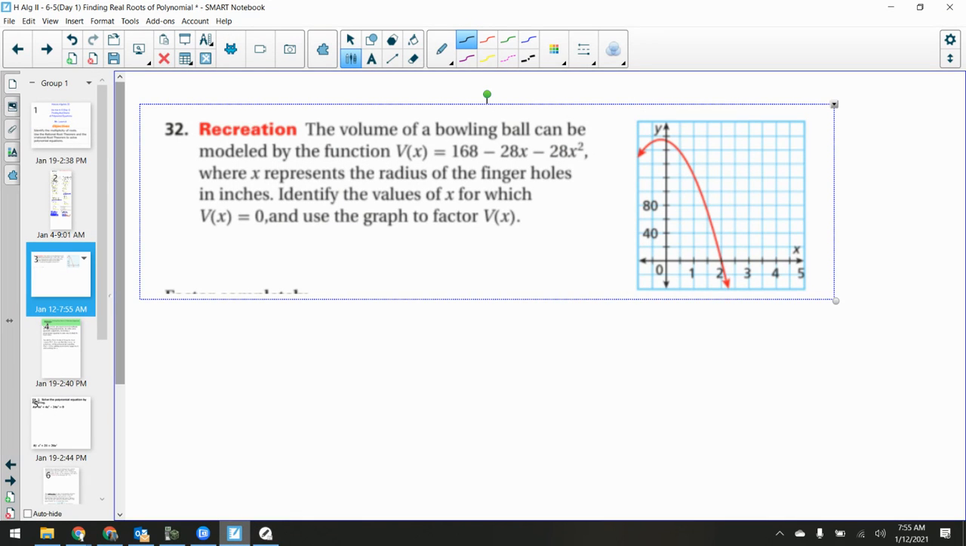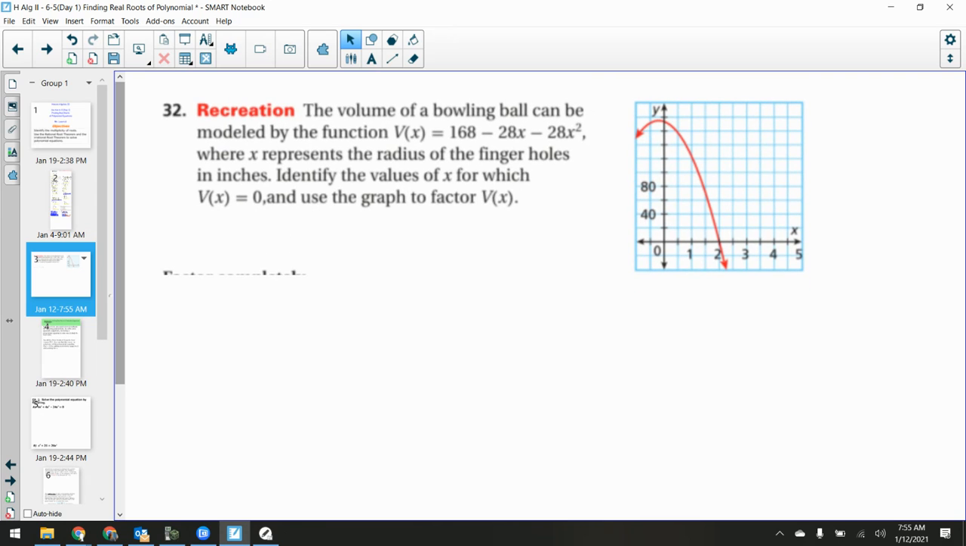All right, here's 32. Let's see where my markers were. There it is. The volume of a bowling ball can be modeled by the function v of x is equal to 168 minus 28x squared minus 28x, where x represents the radius of the finger holes. Identify the values of x for which v of x is equal to 0 and use the graph to factor.